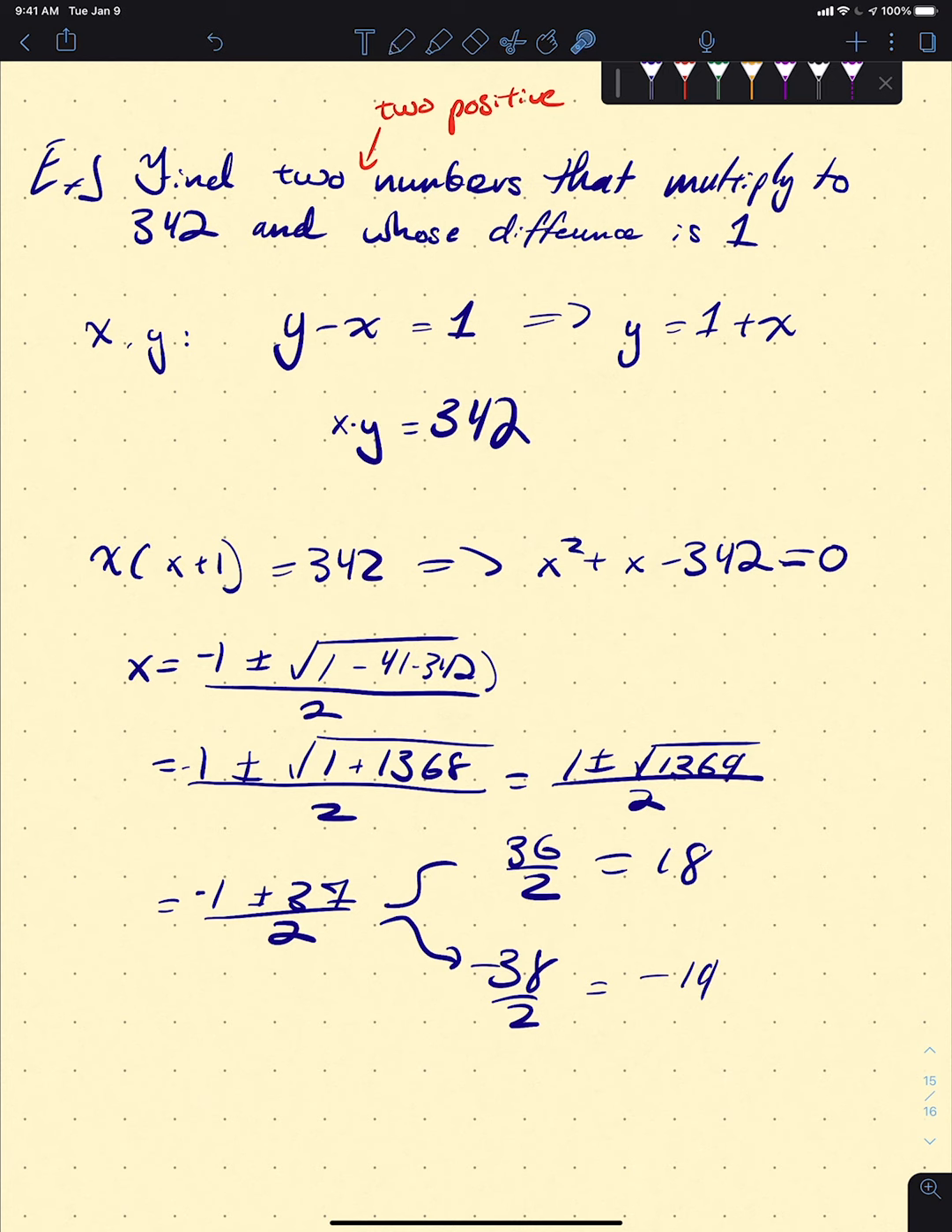And this is where our restriction becomes important. We have two positive numbers that multiply. Well, we got two solutions out: a positive number and a negative number. So this must be a false solution. And we have x equals 18. And it turns out, thankfully, that y, which is one more than this, is equal to 19. So this seemingly arbitrary puzzle about two random numbers that multiply to 342 and have a difference of 1 can be solved with a simple quadratic.